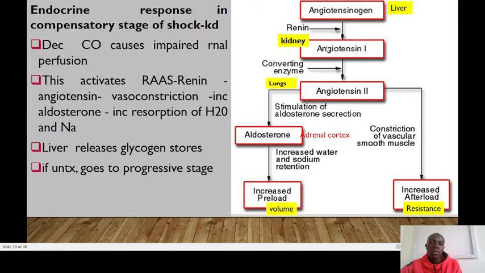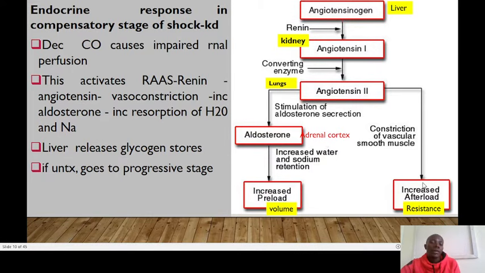Okay, so the angiotensinogen from the liver is converted to angiotensin 1 by the renin from the kidney, the juxtaglomerular apparatus. Then angiotensin 1 is converted to angiotensin 2 by the converting enzyme from the lungs, alright? And this one is a potent vasoconstrictor. It's going to cause constriction of the vascular smooth muscles, which is going to lead to increased afterload and resistance, right? Also, it's going to stimulate the secretion of aldosterone.